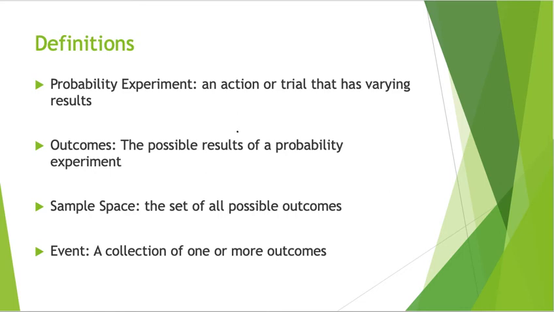So just to recap, looking at our definitions again, a probability experiment is an action or trial that has varying results. Outcomes are the possible results of a probability experiment. Your sample space is the set of all possible outcomes, and an event is a collection of one or more outcomes.